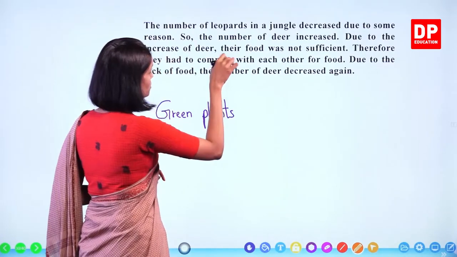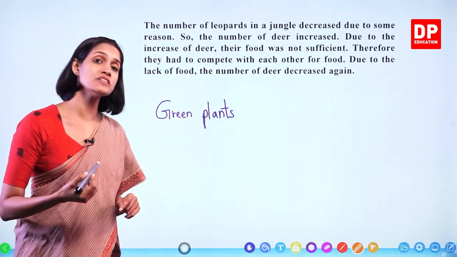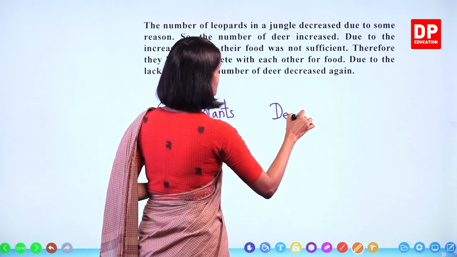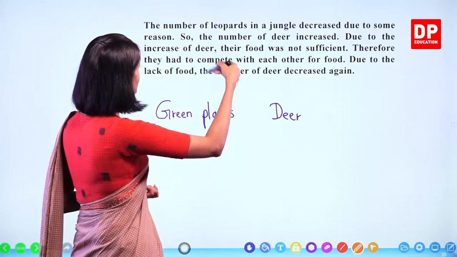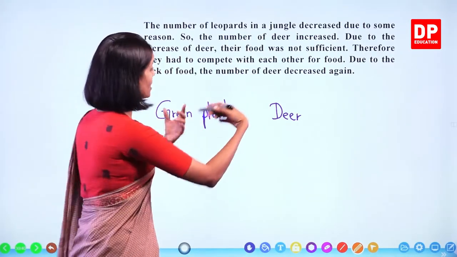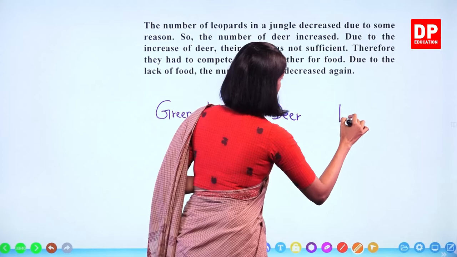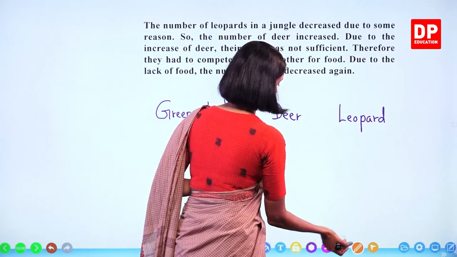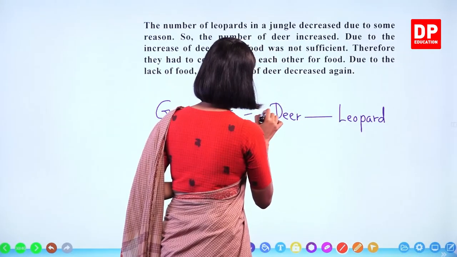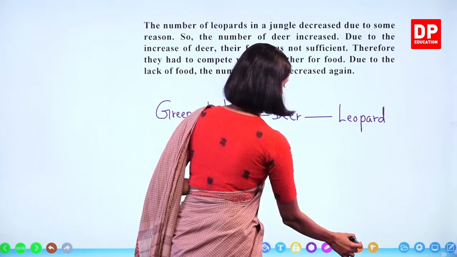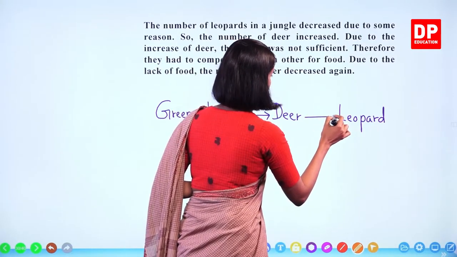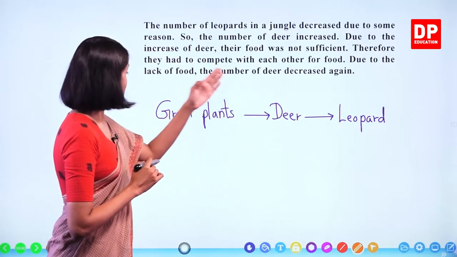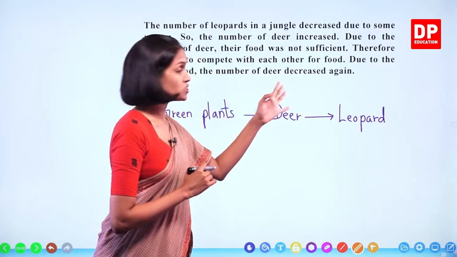Green plants, you all know the deer, they are herbivores, they directly depend on green plants. We can write deer here, right? Leopards, they are carnivores, they can depend on deer. Right. Look at this. The deer eat green plants, the leopards eat deer.